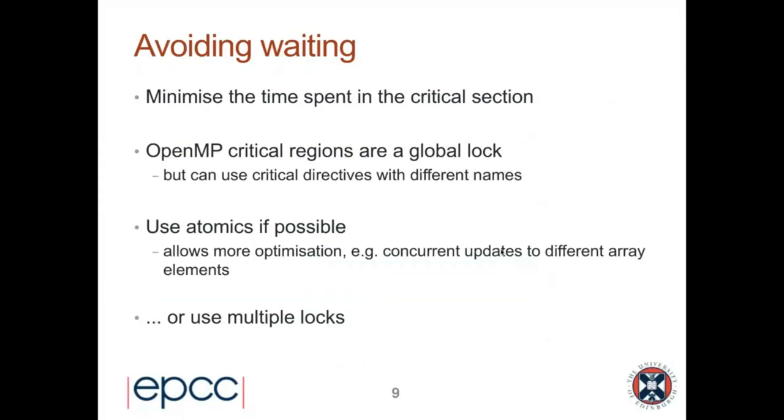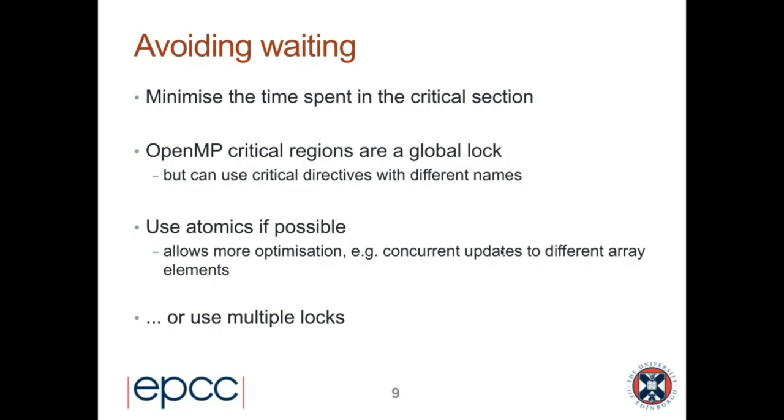If this type of overhead is a problem, it's usually a case of trying to avoid waiting. So minimize the time spent in the critical section. Only have the code in the critical section that absolutely must be protected, and move other things out of the critical section. Just remember that OpenMP critical regions are effectively using a global lock. You do have the ability to use critical directives with different names to protect different data structures.